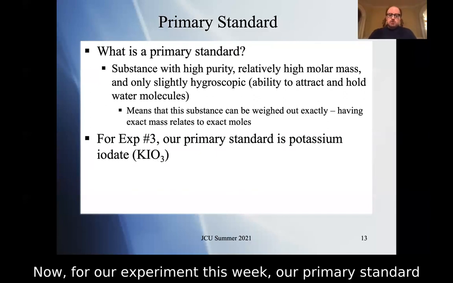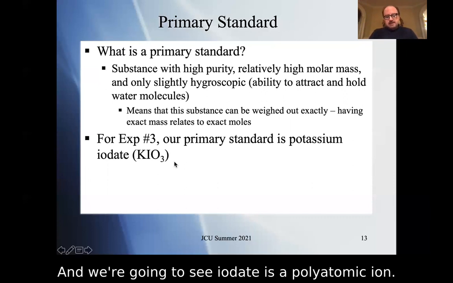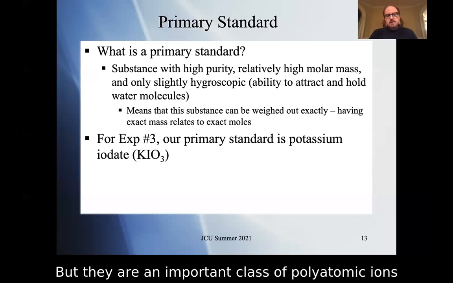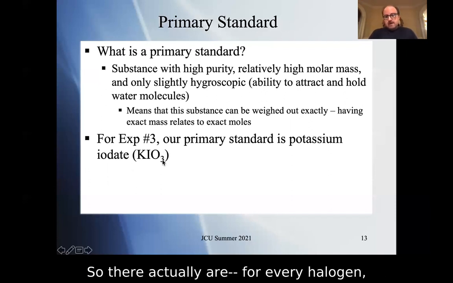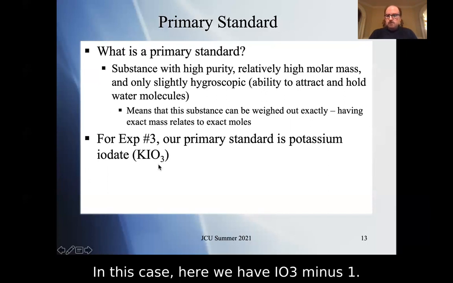Now, for our experiment this week, our primary standard is potassium iodate, KIO3. And we're going to see iodate is a polyatomic ion. They're not as common as, say, sulfate or carbonate, but they are an important class of polyatomic ions that are going to contain halogens and oxygen. So for every halogen, there's a family of these halogen-oxygen polyatomic ions. In this case, here we have IO3 minus 1.